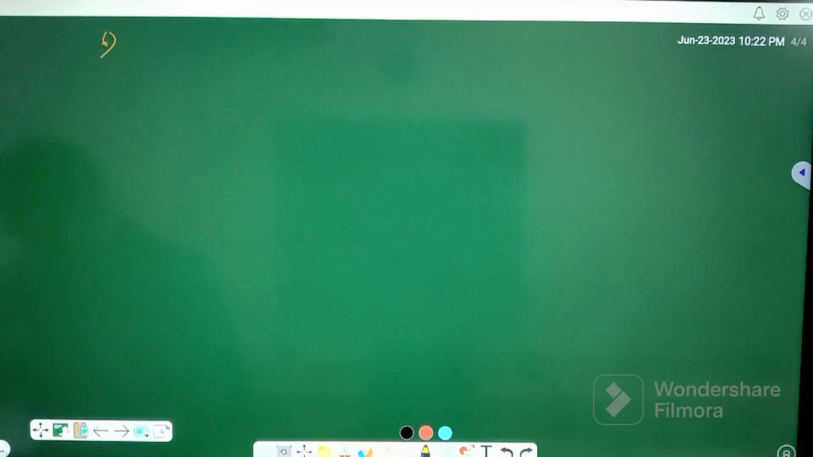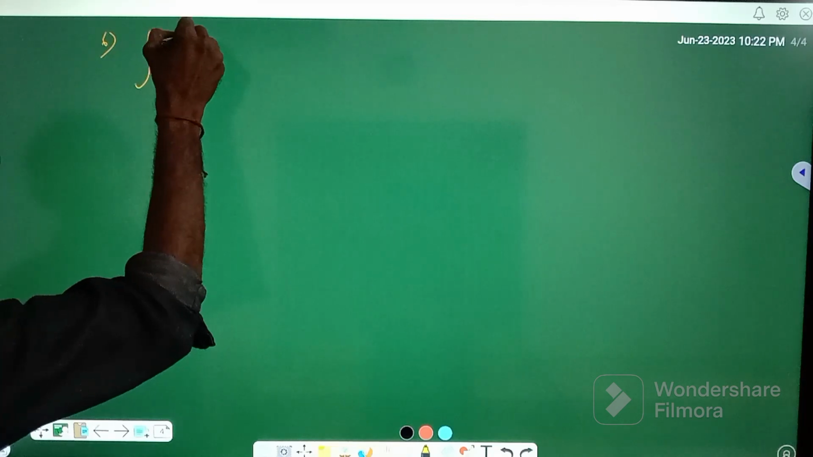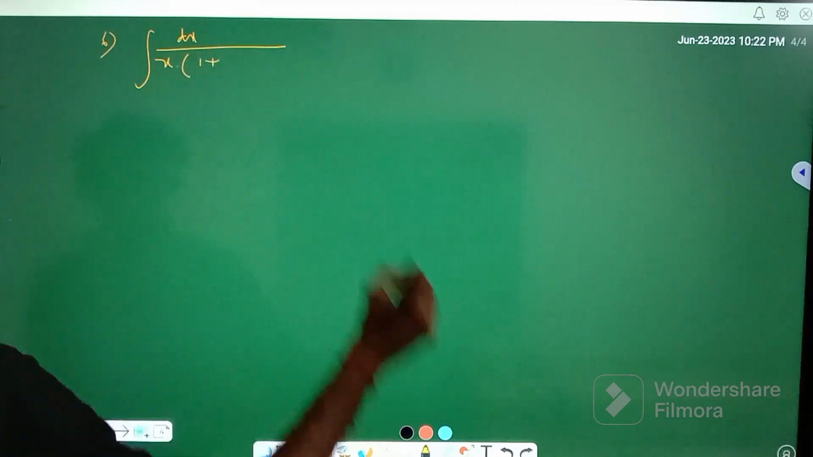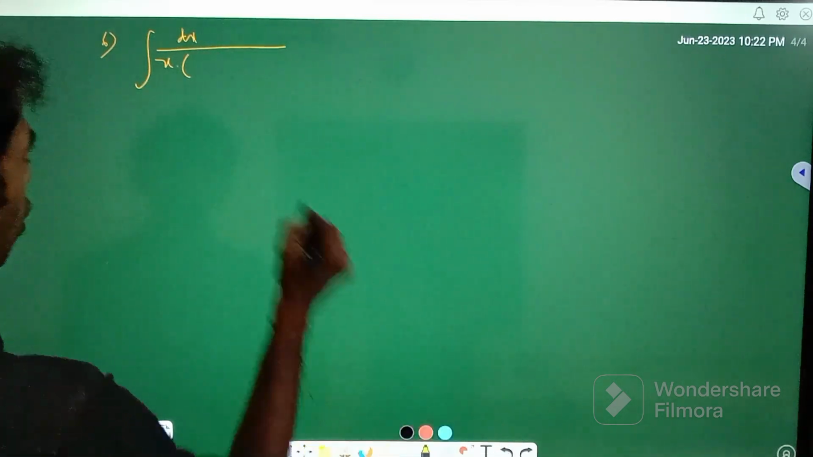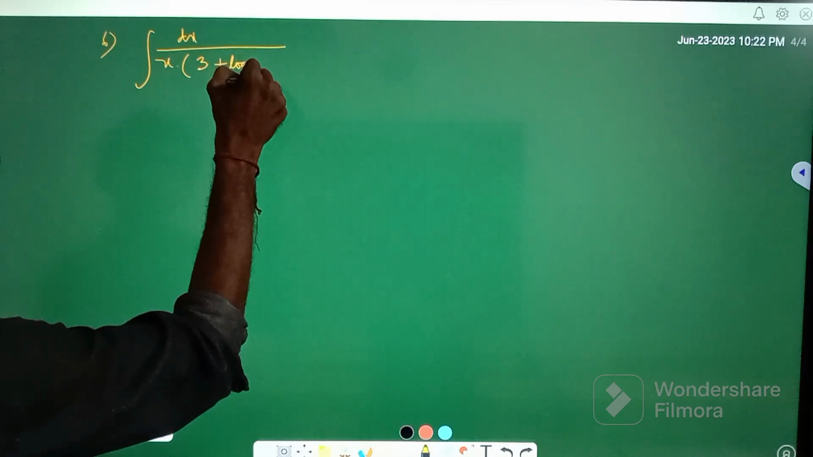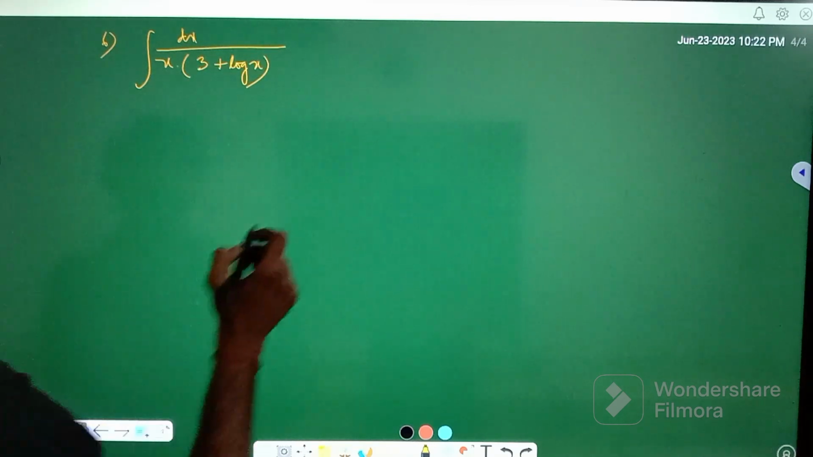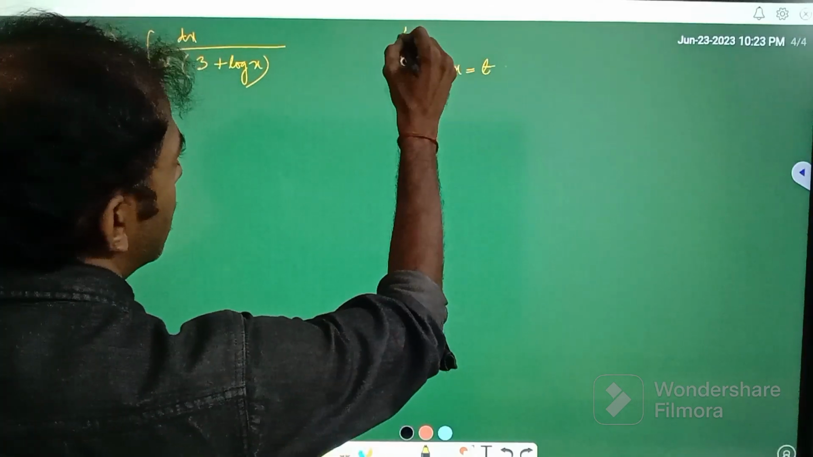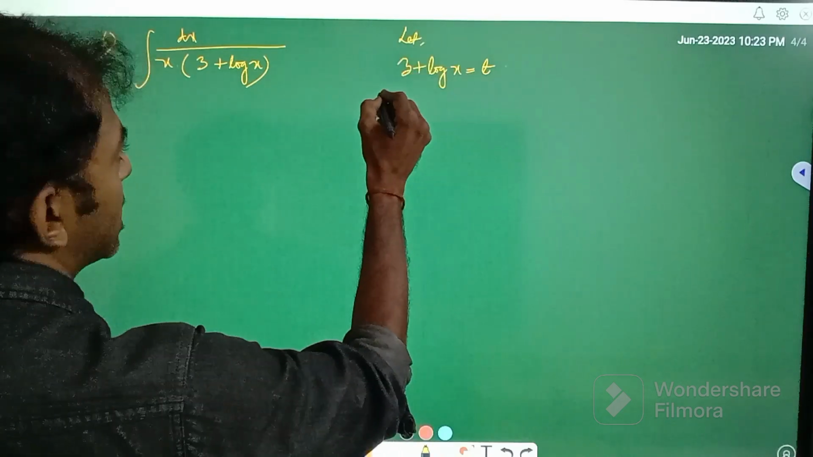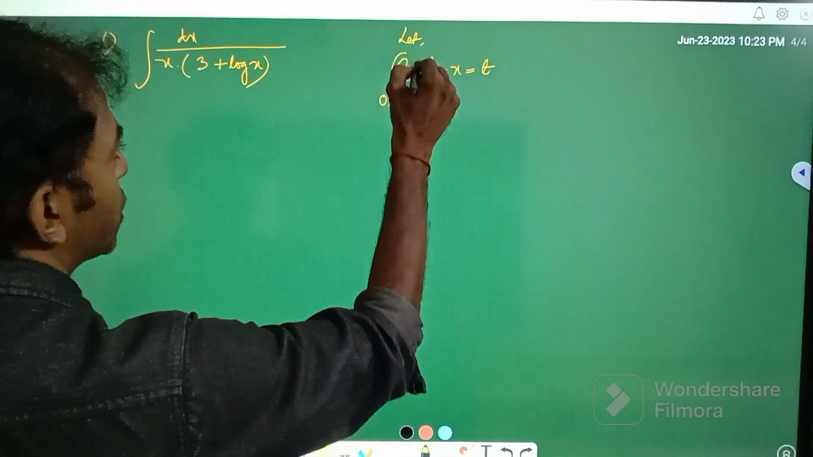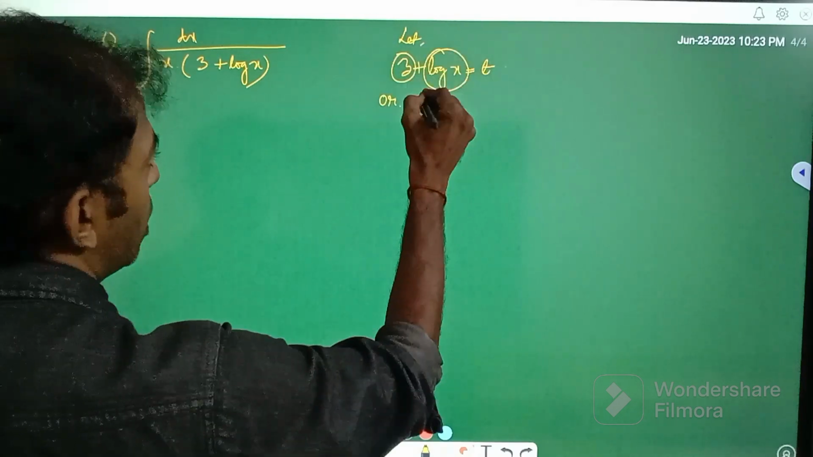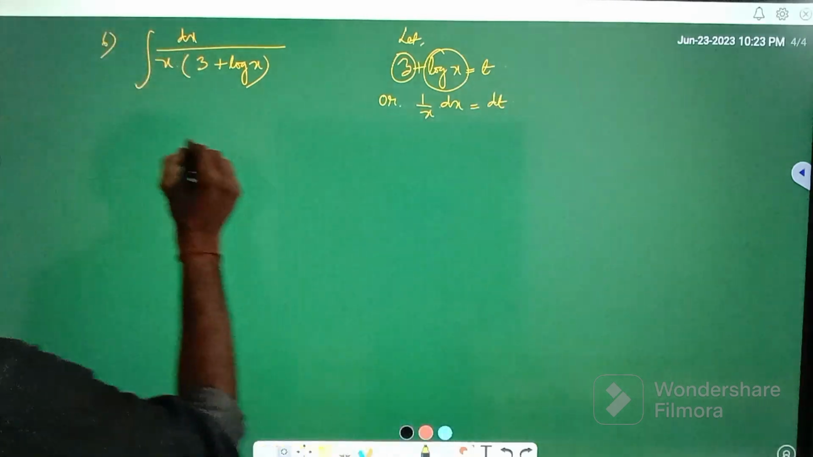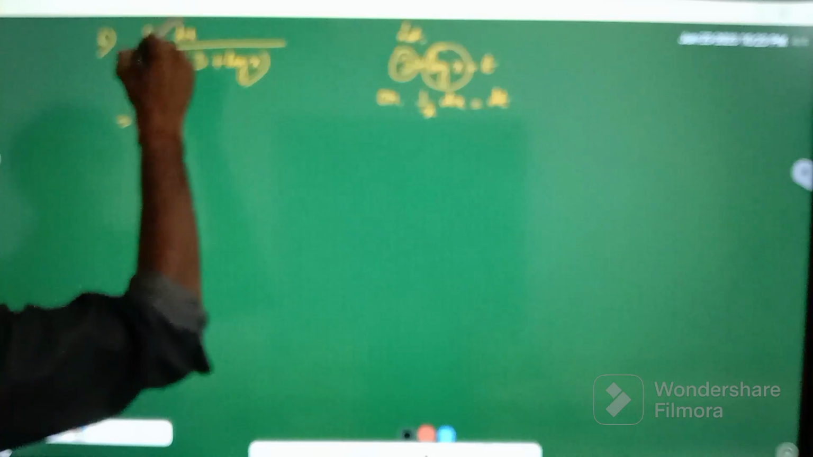Sixth problem is integration dx by x into 1 plus 3 plus log x. That's our problem. So we need to consider 3 plus log x as t. After considering 3 plus log x as t, the differentiation part will be: differentiation of 3 will be 0, and differentiation of log x will be 1 by x into dx, and that will be dt. So dx by x will be dt here.